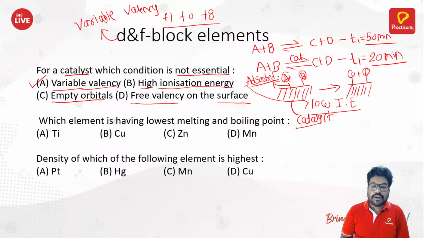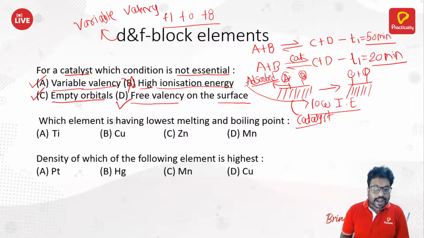It needs to have free valency on the surface, and then only adsorption can happen. So D is required, C condition is required, A is also required. High ionization energy is the only condition that is not required, and they have asked us only for a catalyst which condition is not essential. That is why in this case our answer is B.